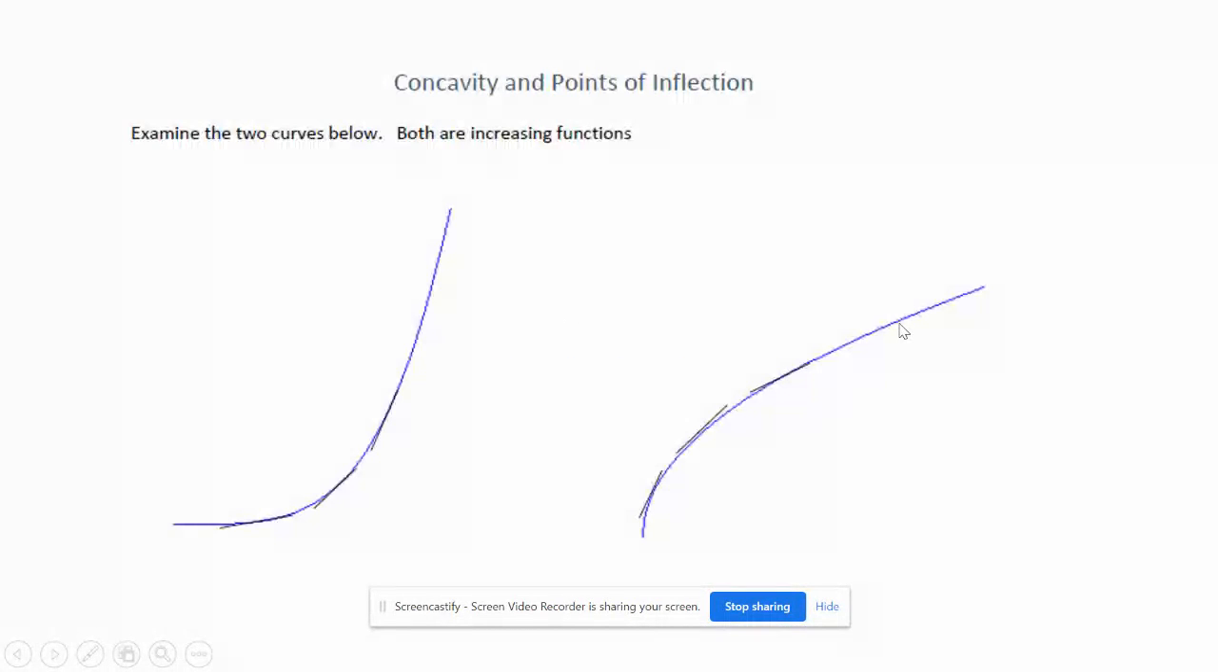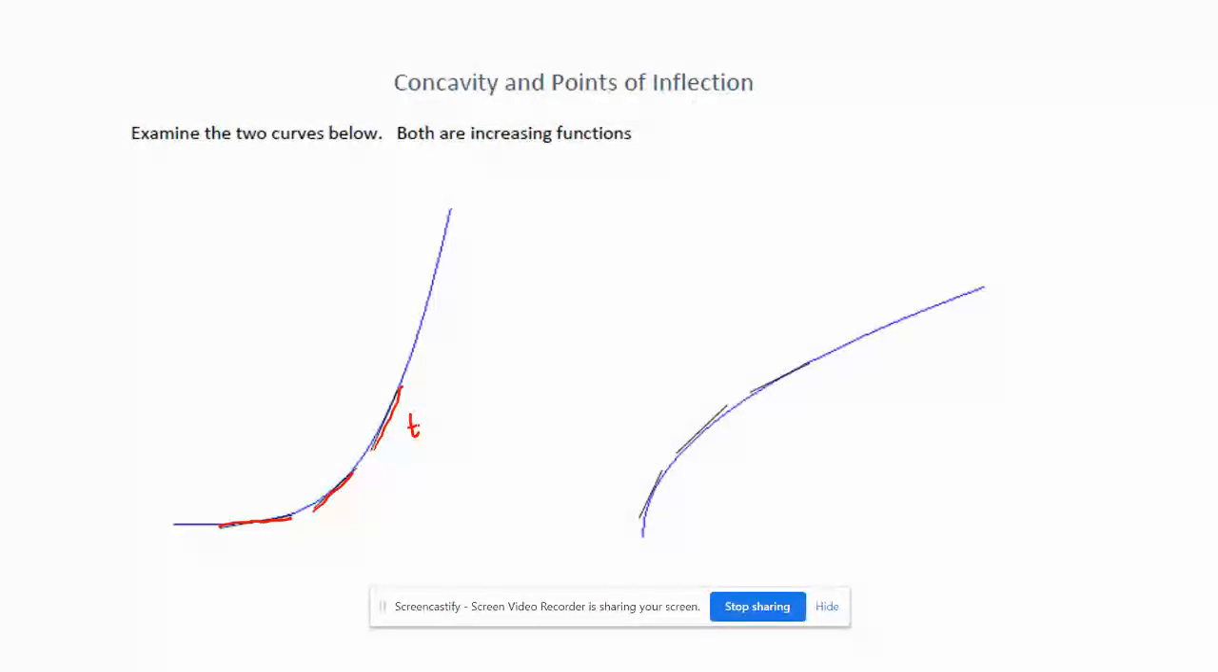Looking at this graph, first of all, both of these are increasing functions. As we look from the left to the right, the graphs are getting bigger. But what we see in the first graph is that if I look at the slopes of the tangents, these lines sketched over here, these guys are flatter and getting steeper. So in other words, the tangents are getting bigger.